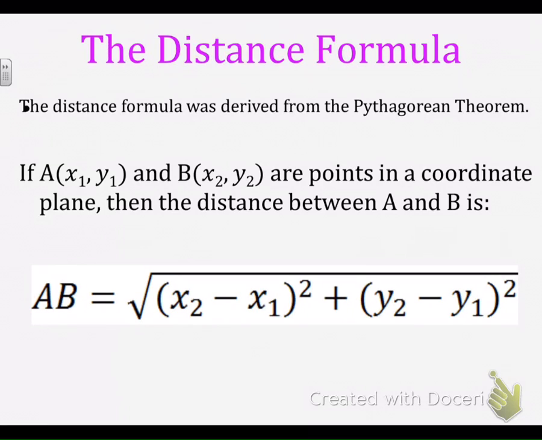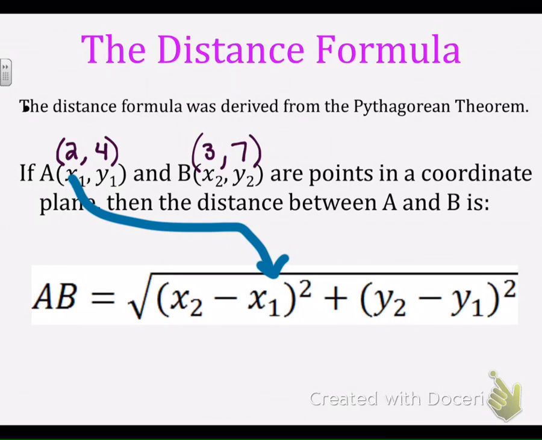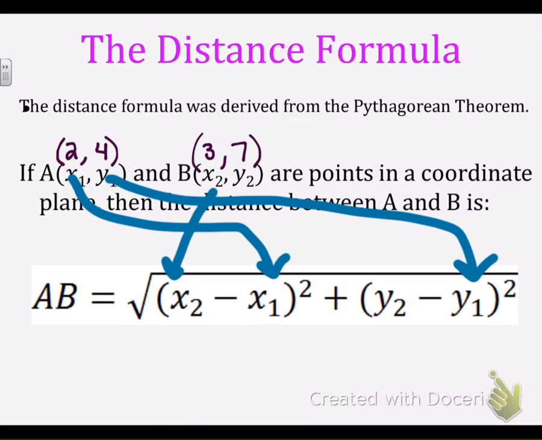So that would be like, I'm going to put in some fake numbers here to show you. 2, 4, 3, 7. Alright, so what you would do, we'll draw some arrows. X1 goes right here. Y1 goes right here. X2 goes right there. Y2 right there. You plug it in and you simply solve.